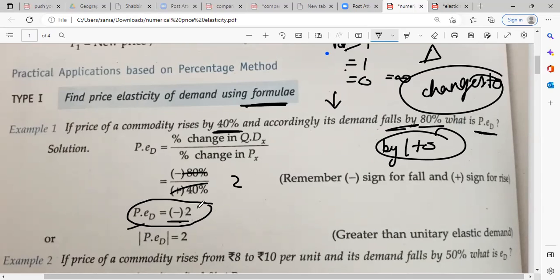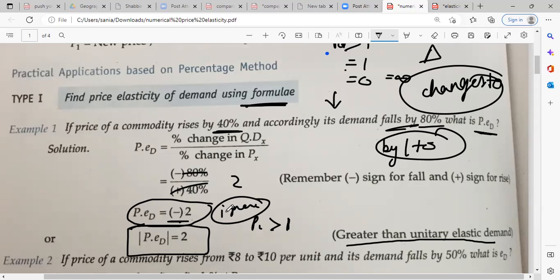So your answer is minus 2, right? So how you will not write minus 2. You will write PED equals to 2. Okay, and then you will write it's basically PED is greater than 1, right? So it is greater than unitary elastic demand. So your answer is greater than unitary elastic demand. So whenever you are getting your answer in minus, you will ignore the minus. Okay, and you will write PED, you will write this, and then you will ignore the minus and write this, and then you will write whether it is greater than or equals to or less than, whatever it is. Clear?